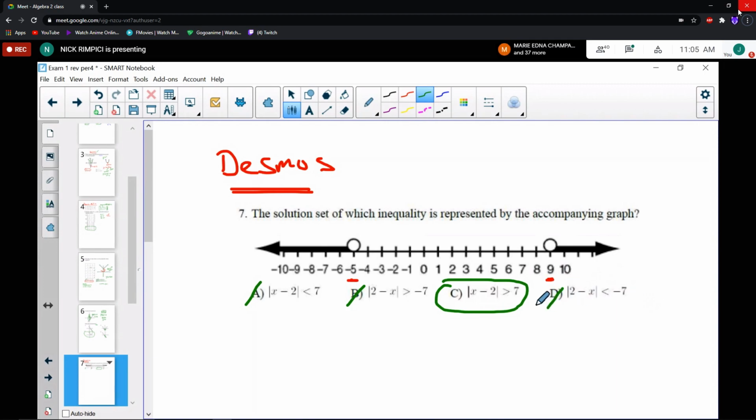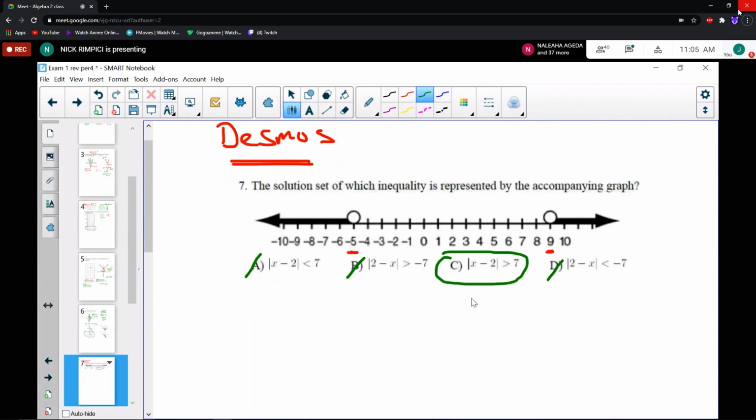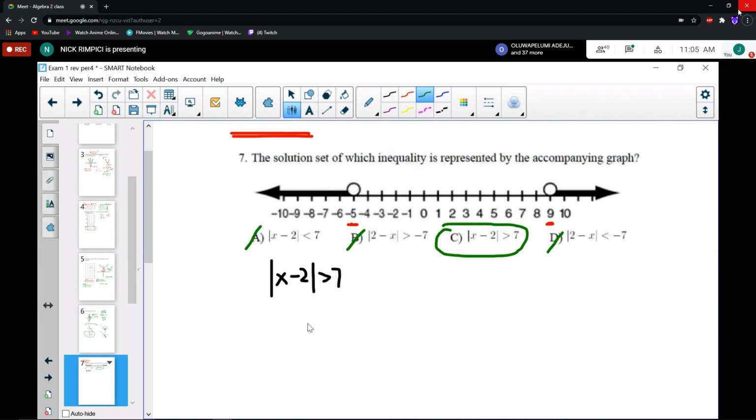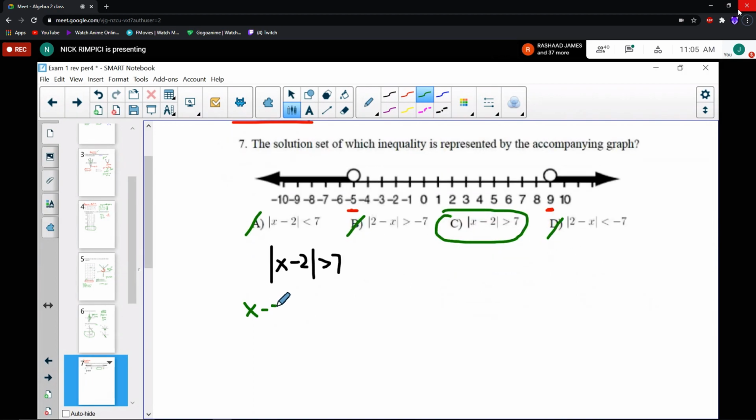For those of you who want to do the problem algebraically, I can't go through all the wrong ones, but I'll go through answer choice C just because of time constraints. So if you wanted to work out example C, which is the absolute value of x minus 2 is greater than 7, we learned that to do absolute value with inequalities, just like equations, you have to make two statements. One is x minus 2 is greater than 7.